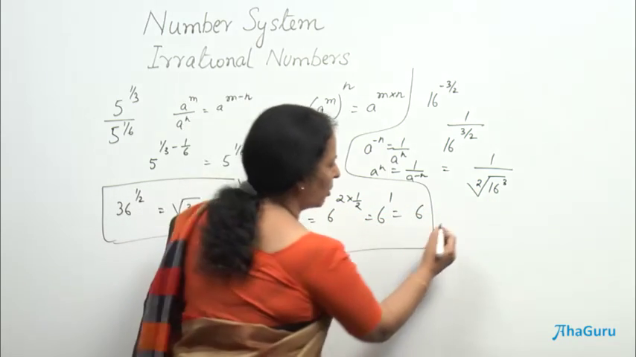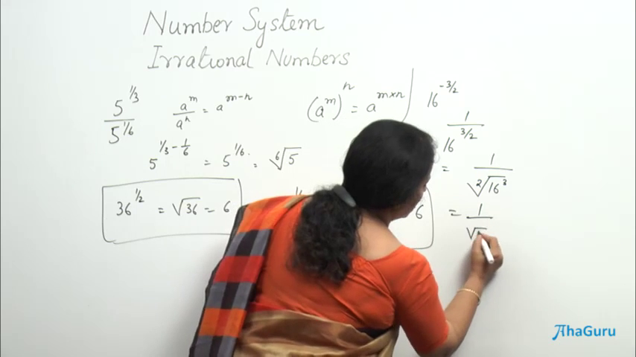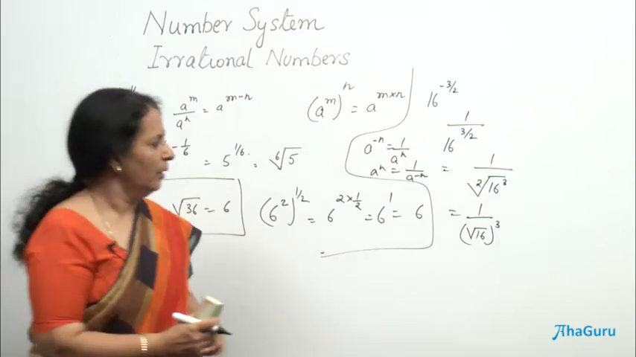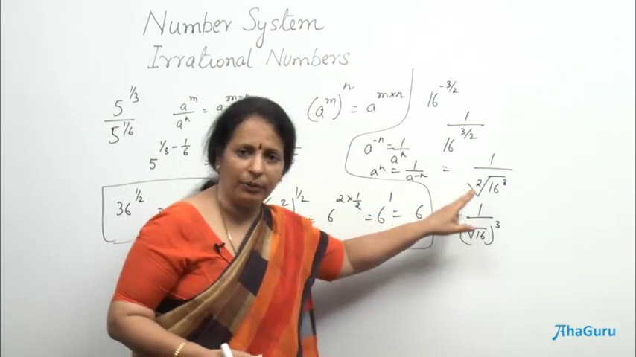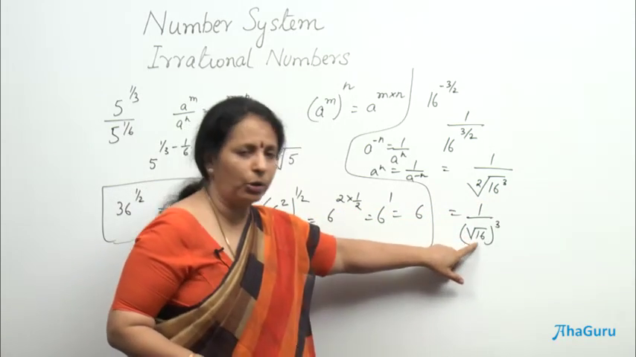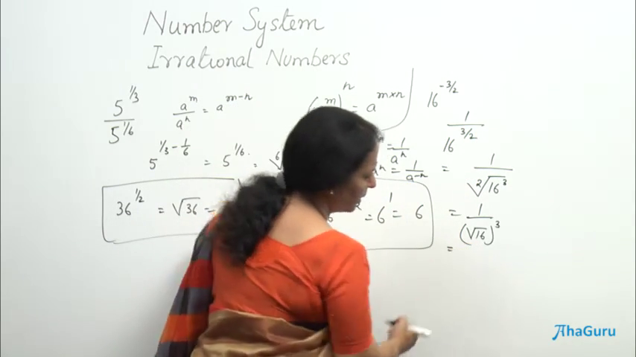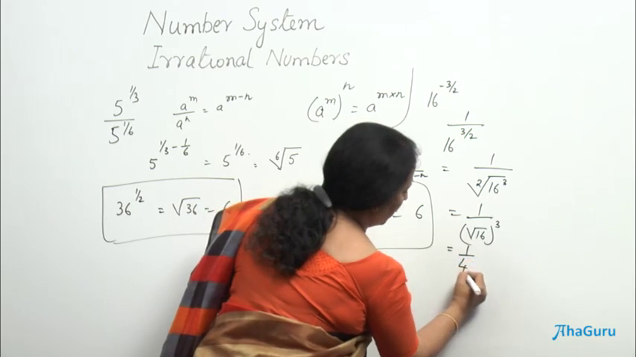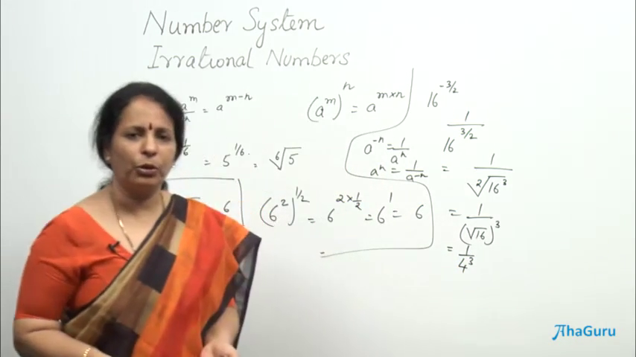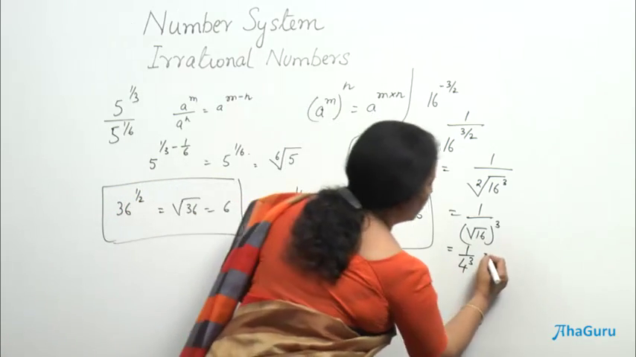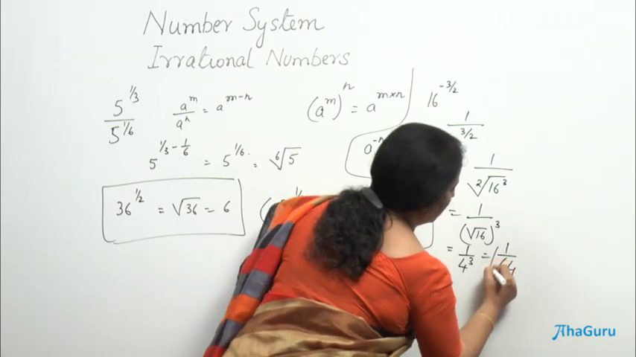So, this is also equal to 1 by square root of 16 to the power 3. Both are the same. Either you find the cube of 16 and find the square root, or you find the square root of 16 and find the cube of that number. This is easier. So, what is the square root of 16? 4. So, I can write this as 1 by 4 cube. And what is 1 by 4 cube? 4 into 4 into 4. 4 4s are 16, 4 16s are 64. So, it is 1 by 64.